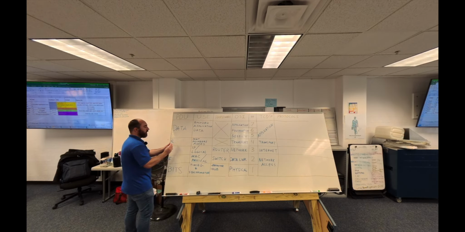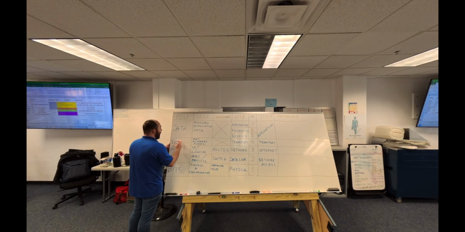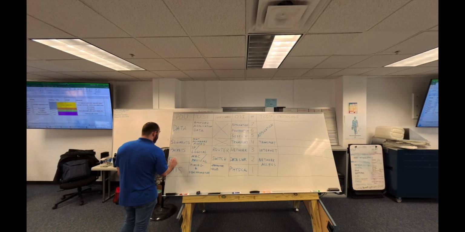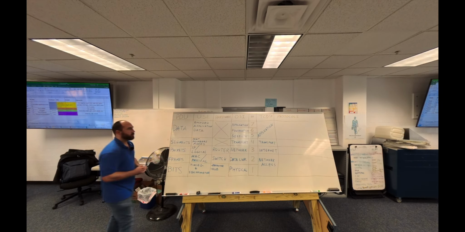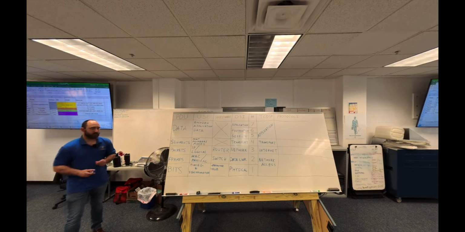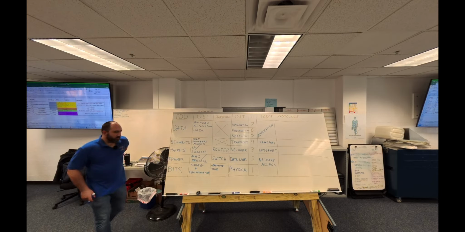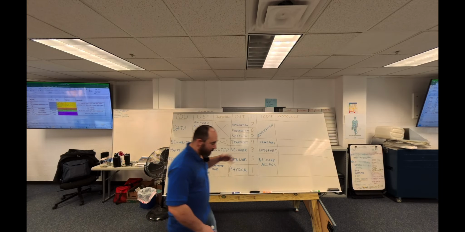So the transport layer, we call this segments. Plural. P is packets. And the data link is frames. So that's what's going on in each of those. And we'll come back to that in a second.